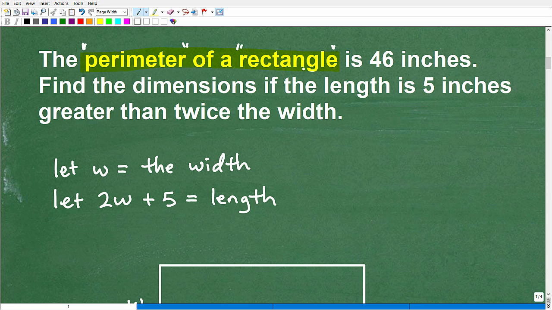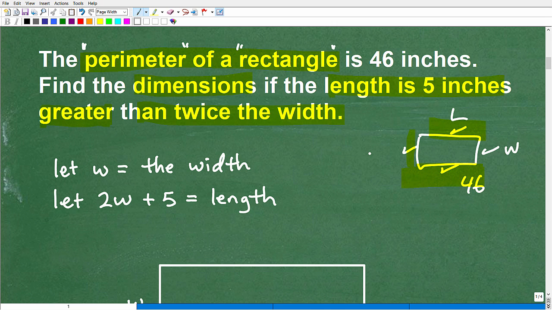All right, so the perimeter of a rectangle is 46. Okay, interesting. If I add up all these sides, it's 46 inches. Now, we want to find the dimensions. Oh, okay, what's that? Well, I want to find the length and width. That's the dimensions of this particular rectangle. So I want to find the dimensions if the length, okay, now we're getting some additional information here. So if the length here is 5 inches greater than twice the width. So this is the width right here. This is the length right there. Okay, so now I got to figure out what this means and then figure out this problem.